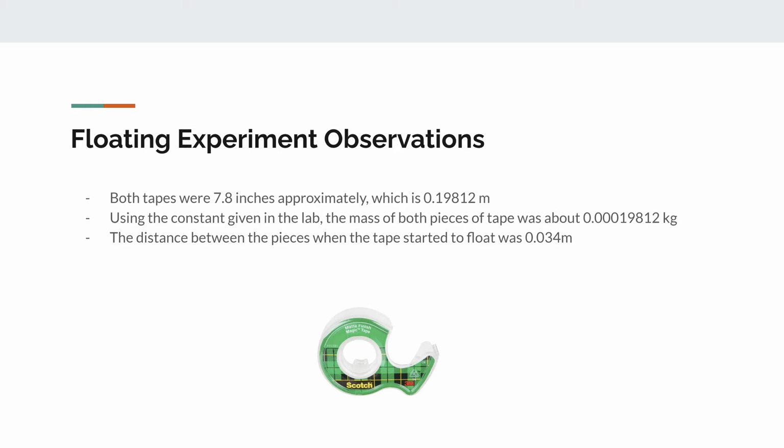So the floating experiment observations. This is the observations from when I floated one of the U-tapes above the other. Both U-tapes are about 7.8 inches, which is 0.19812 meters. Using the constant given in the lab, I found the mass of both pieces of tape. The distance between the pieces when the tape started to float was approximately 0.034 meters.